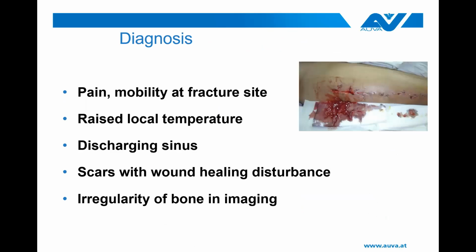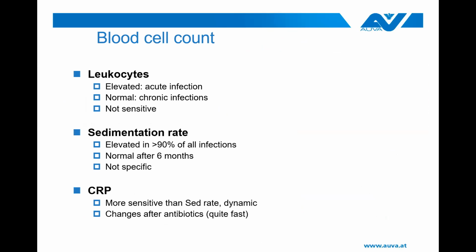How to diagnose? Of course, it's pain. Of course, it's swelling and the sinus and infected hematoma. And it's an irregularity in bone imaging. Even the blood cell count, you have elevated leukocytes, you have elevated sedimentation rate, and you have your CRP. But can you be sure that it's really infected?